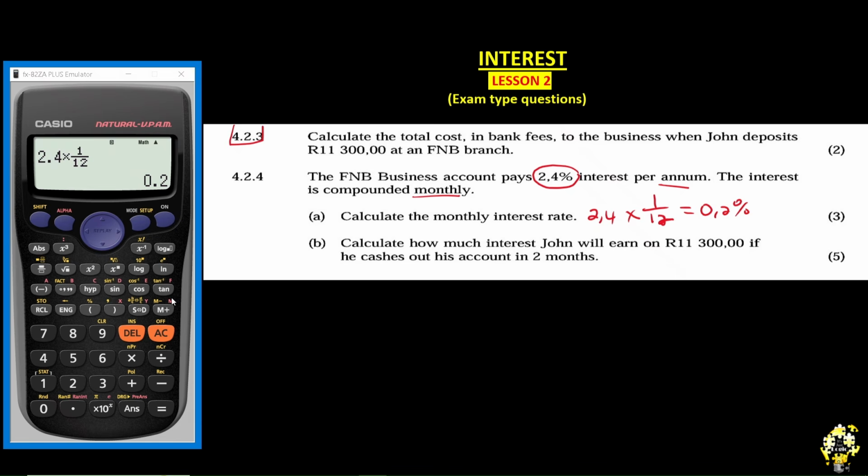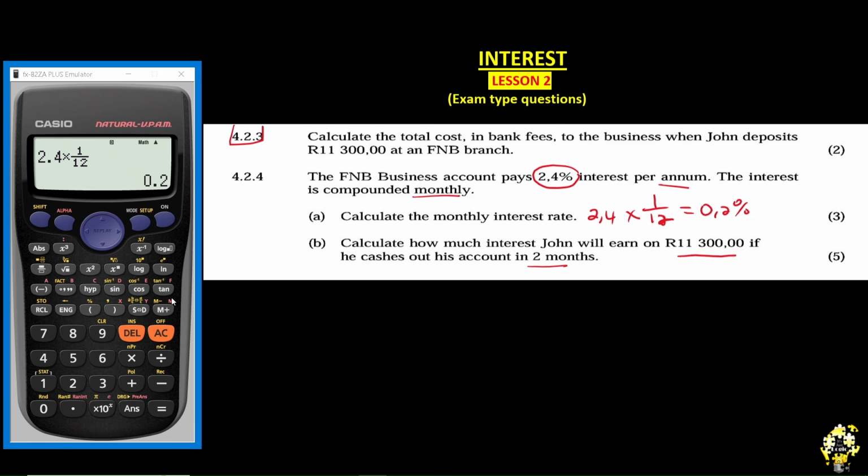Calculate how much interest John will earn on 11,300 if he cashes out his account in 2 months. Remember when we were on the first lesson, I told you that you are not those people. Well, apparently we have met John. He is that particular human being who cashes out before the investment has matured.